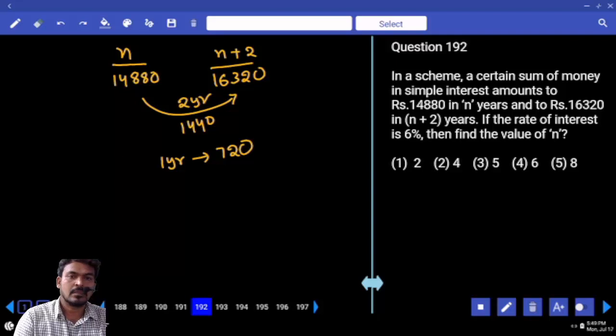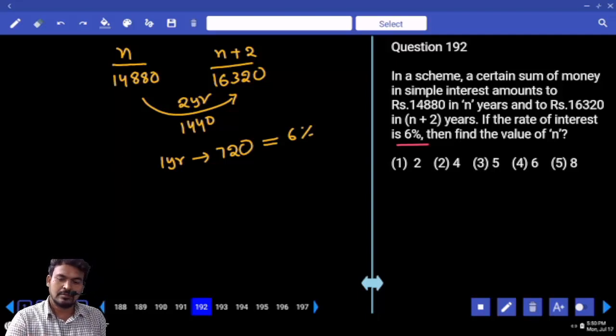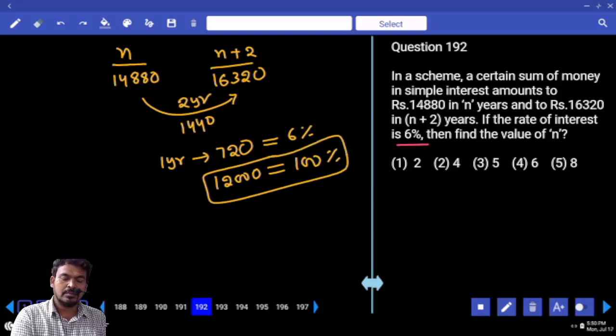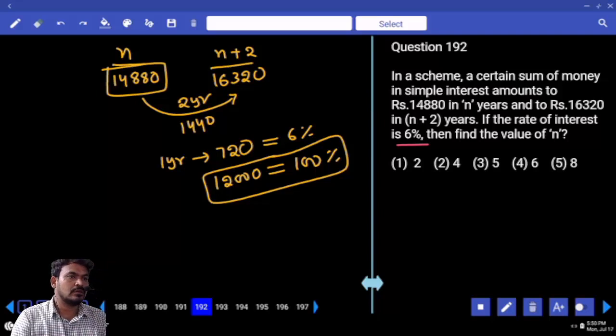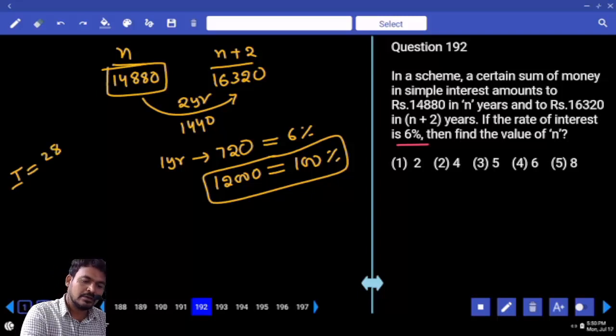720. What is the per annum rate percent given? 6%. Means 720 equal to 6%. Then we get the principal. 100% is how much? 12,000. Is that principal or amount? Principal. What is the amount for N years? 14,880. That is the amount. Already principal, the difference is interest. Interest is how much? 2,880.